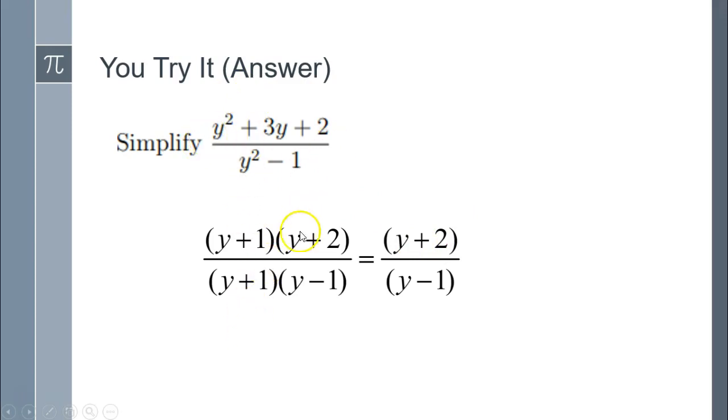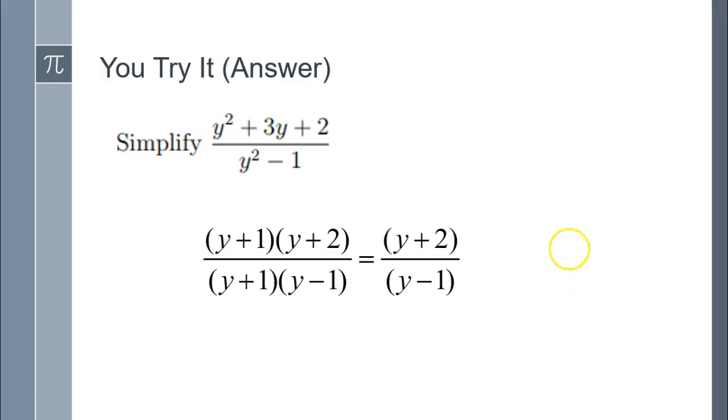But I have to be able to factor the top, and the bottom is the difference of two squares, (y plus 1) times (y minus 1). And what I see is I have a y plus 1 here and a y plus 1 here. Now it would not have made a difference if I wrote y plus 2 and then y plus 1, because order doesn't matter in multiplication, so the top could have been written in the other order. I could still reduce the y plus 1 with the y plus 1, and that leaves me with (y plus 2) divided by (y minus 1).